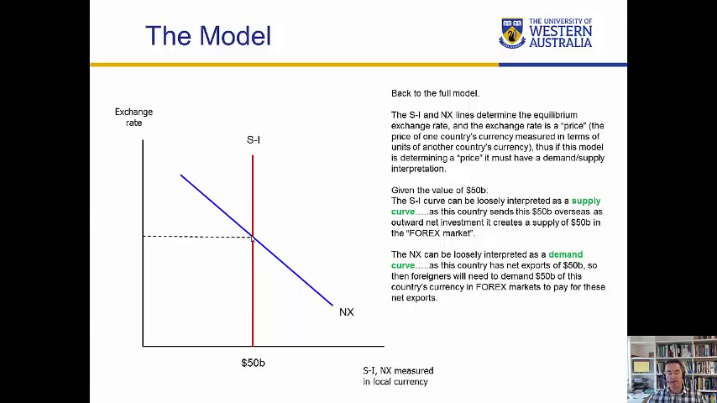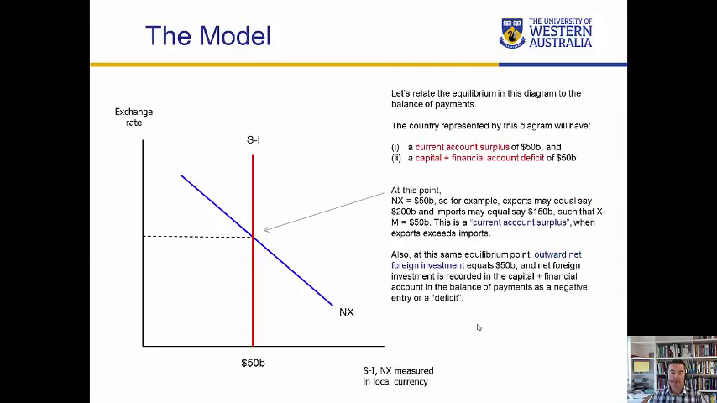Or in other words, the exchange rate shows how many units of foreign currency are required to buy 1 unit of your country's currency. So the exchange rate is effectively the price of your country's currency expressed in a foreign currency, or foreign currencies plural. So this is a demand-supply model effectively, although it's a little bit of a loose interpretation. It's not your traditional demand-supply analysis, but it has the elements of demand and supply analysis to it.